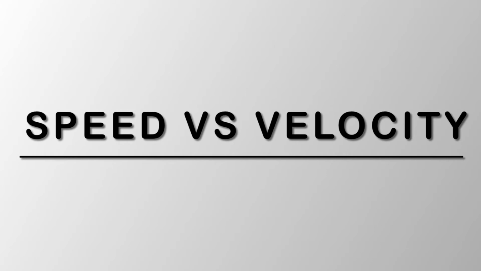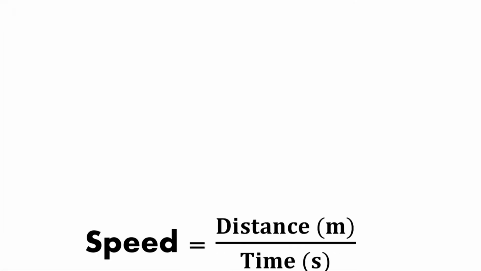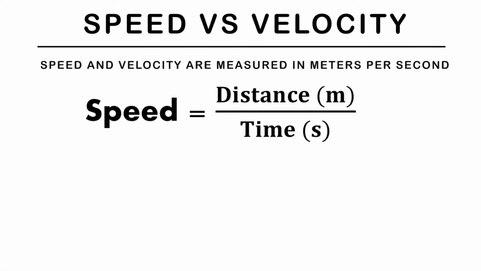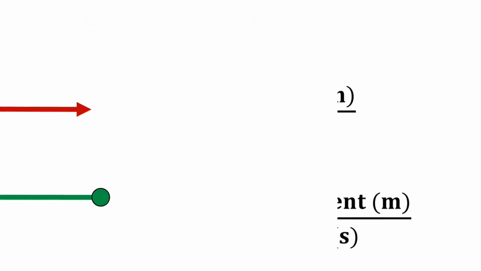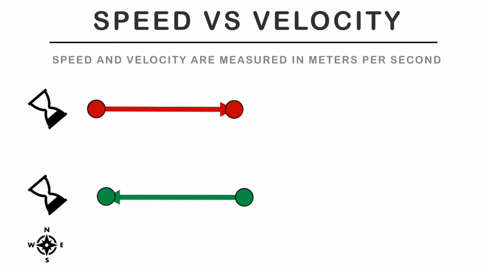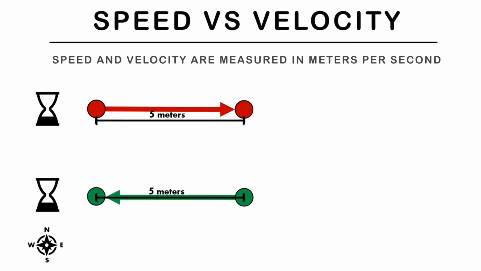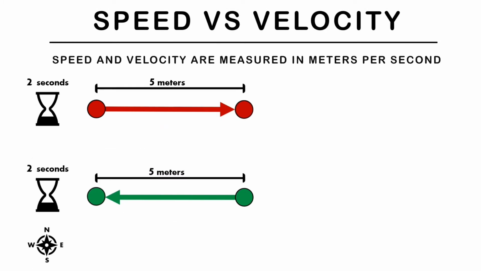Next, let's examine the differences between speed and velocity. The speed of an object is the distance it travels divided by the amount of time it travels. Velocity is the displacement of an object divided by the amount of time it travels. Notice how in the simulation the red and green circles travel the same distance, 5 meters, in the same amount of time, 2 seconds, meaning they both travel at a speed of 2.5 meters per second.